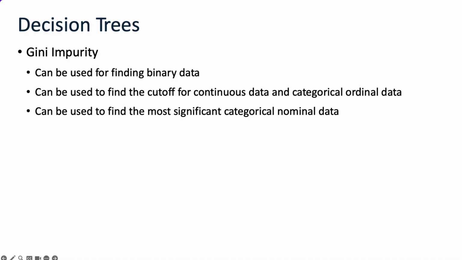Now, all of this is binary data, and I'm using this type of data because it's easier, but we can also use Gini impurity for determining the cutoff point for continuous numeric data, to find the cutoff for categorical ordinal data, and to find the most significant nominal data. But when you add in new data, the likelihood of it working is low, so we need to put our decision trees inside of a forest.